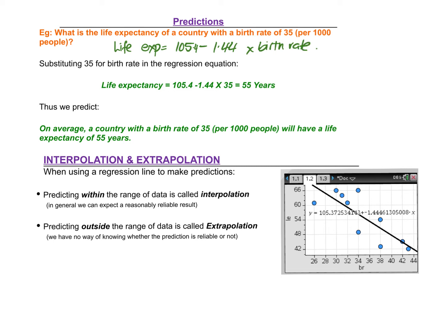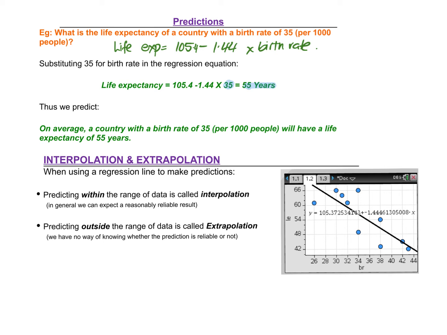Okay, so they've asked you, what is the life expectancy of a country with a birth rate of 35? So they're asking per 1,000 people. So they're asking you to predict what that is. So you can see we are popping the 35 into the birth rate because that's given. And we said, all right, so the country that gets 35 births every 1,000, they're expected to live to 55 years, a life expectancy. So there's a little statement. You don't ever really have to write out a statement. They'll just ask you to predict.